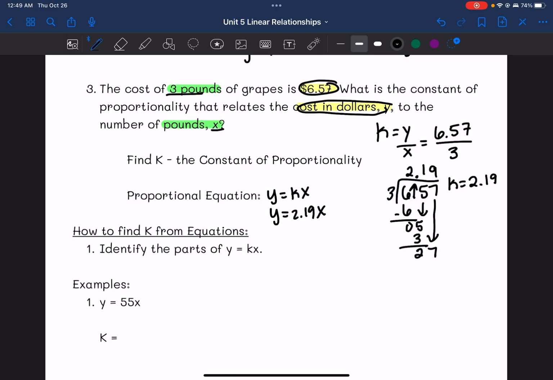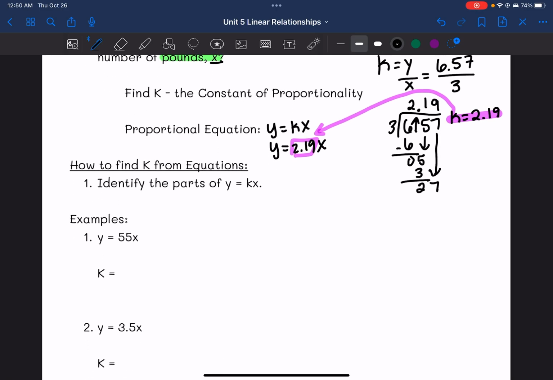Well, that was really simple. What were we doing whenever we were writing our information? Like, we would find k equals 2.19, and that value would be placed right here. So here it's pretty easy and safe to say that we identify the parts of the y equals kx. I know that this number next to the variable is going to be my k, because we have y equals kx, which is going to be the constant. Okay.